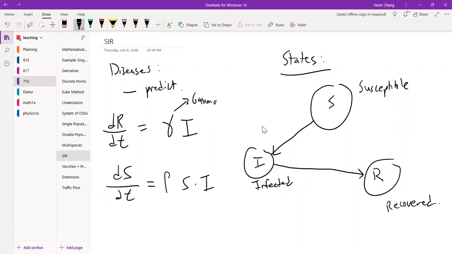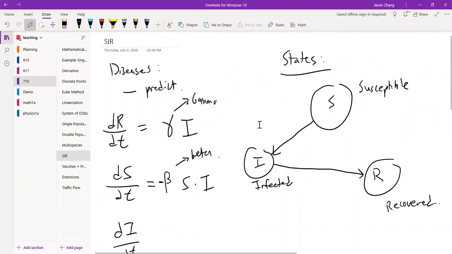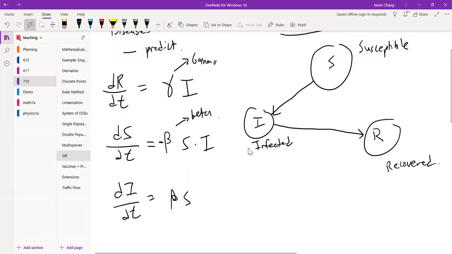So let's pick the letter beta for our constant here. And then obviously for the susceptible rate, there should be a negative sign here. Because remember, we are decreasing the number of susceptible people when we infect them. And for infected people, it's going to be a combination of people who are becoming infected and people who are recovering. It's going to be equal to beta S I minus gamma I, right? Because people who are becoming infected are this term. People who are leaving the infected and becoming recovered is this term.